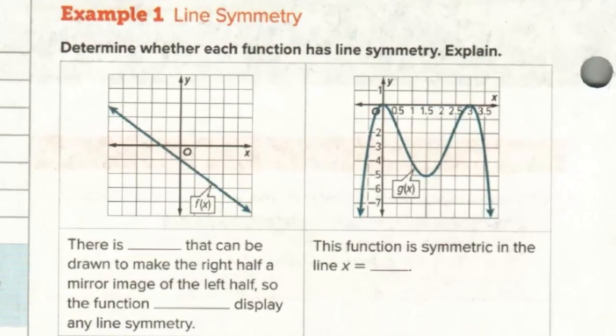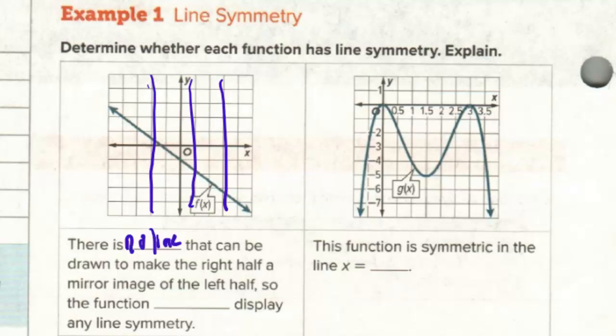All right, now on example 1, determine whether each function has line symmetry and explain. Well, we can see that the first one here is a linear equation, and no matter where I draw vertical lines, there's no line of reflection. So there is no line that can be drawn to make the right half a mirror image to the left half, so the function does not display any line symmetry.